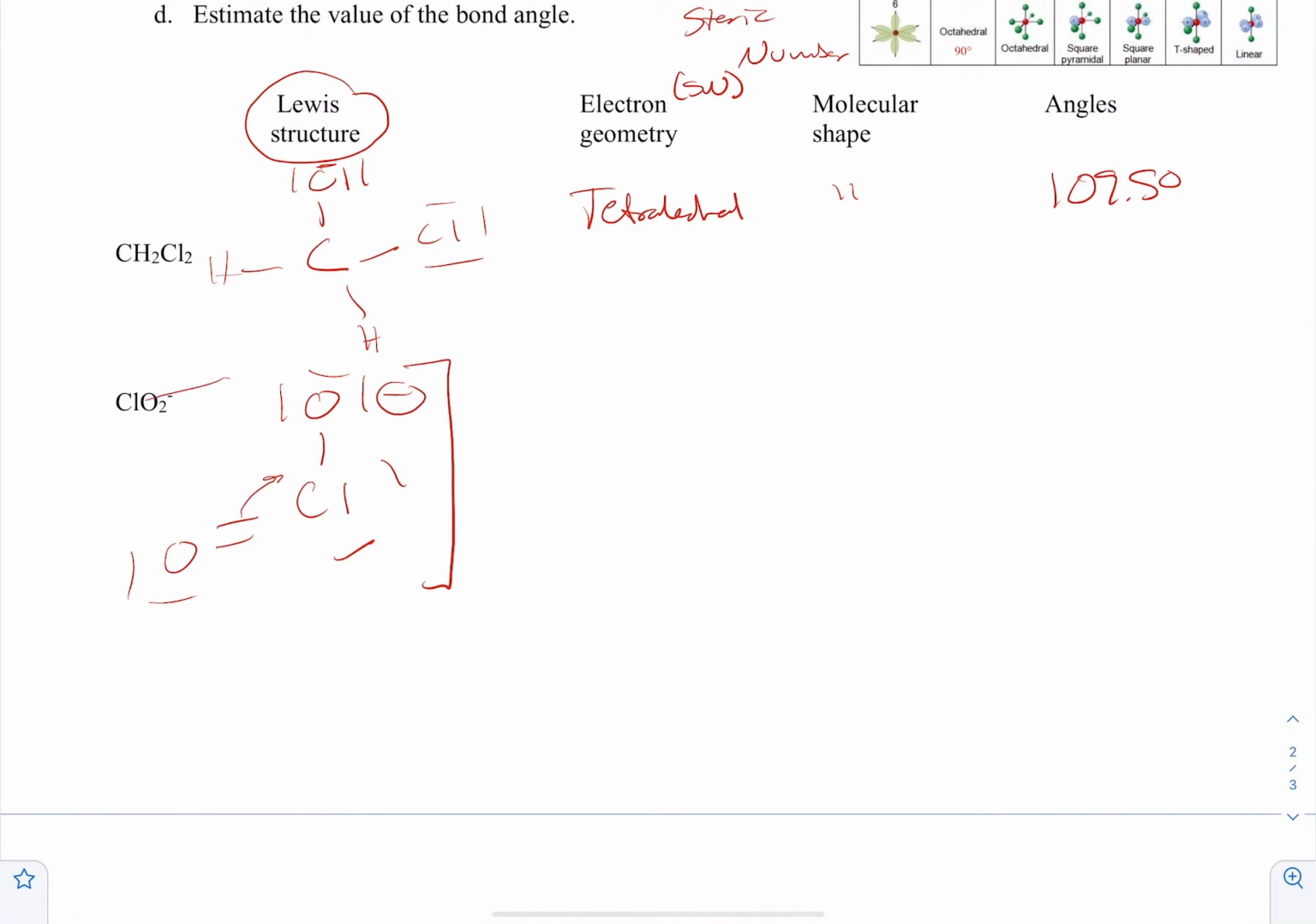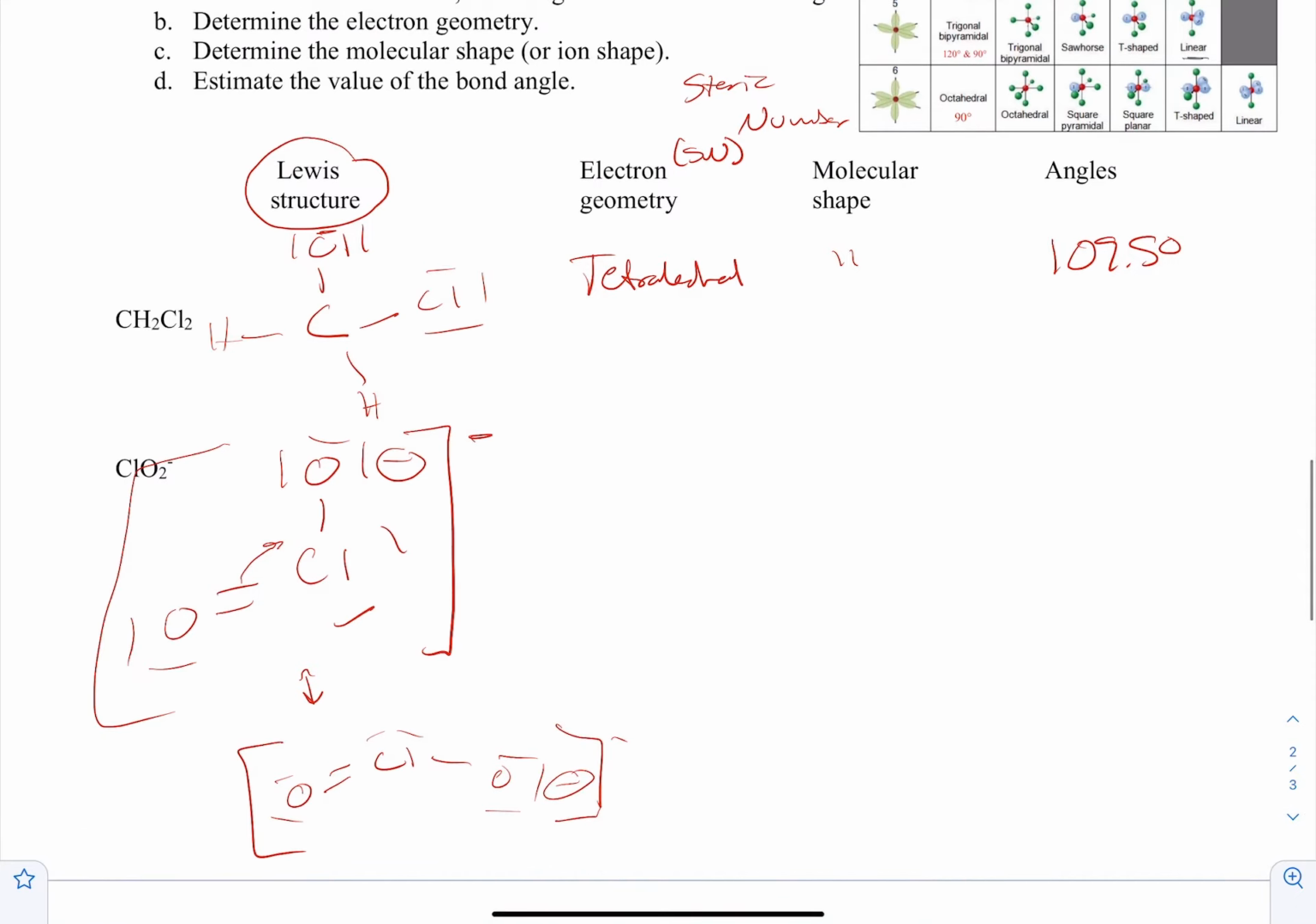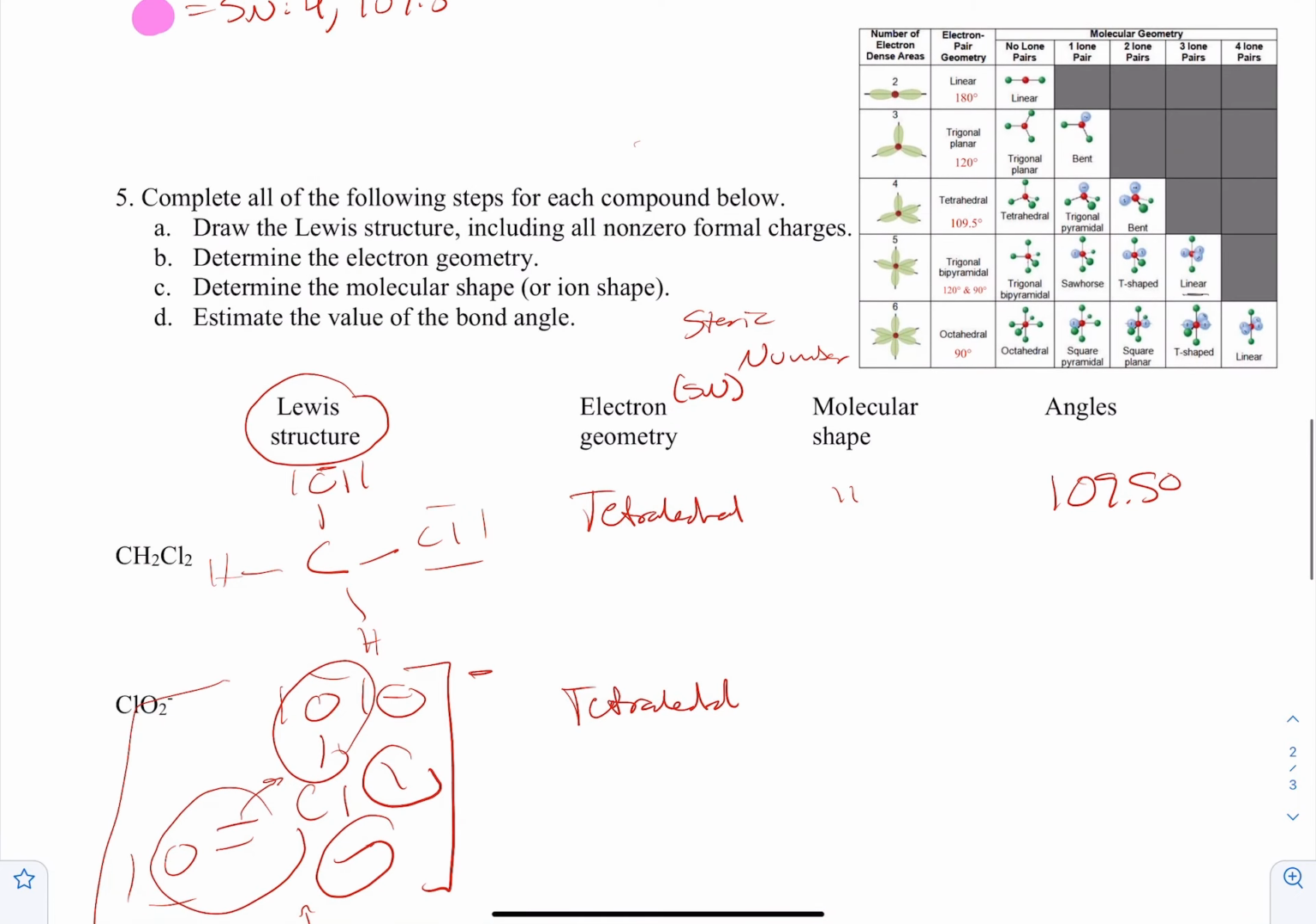So I'm going to put brackets around this guy, put a negative charge, and I'm actually just going to do it down here if that's okay. I'm going to put chlorine, maybe just do it this way. Just pretend that that's the other direction, okay? All right, so there's my resonance structures. Now, electron geometry, I'm looking at steric number, right? So here's 1, 2, 3, and 4, okay? So that's a tetrahedral electron geometry.